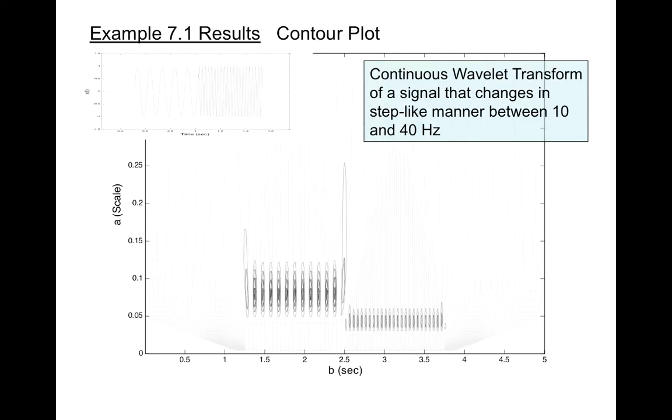So here's the original signal up here in the top left. And you can see midway through at 1 second, the frequency abruptly changes. So here's the continuous wavelet transform. A is scale, and remember, higher scale is lower frequency. So this low frequency part of the wave shows up at a scale peaking at about 0.8. And then the higher frequency is going to peak down at about 0.4.